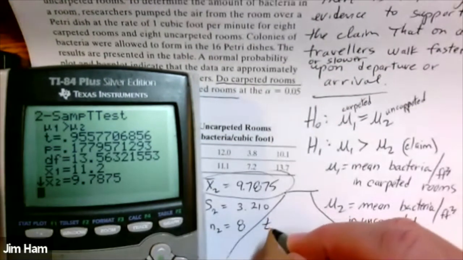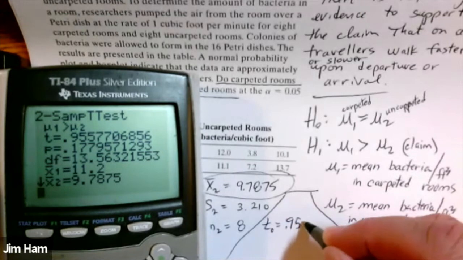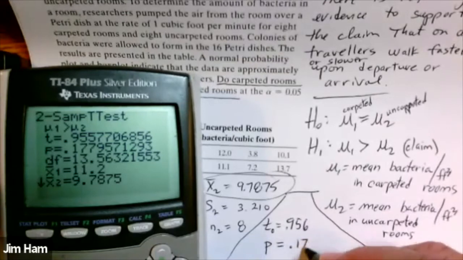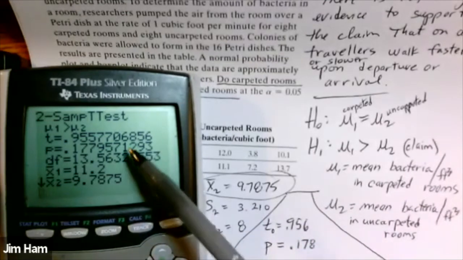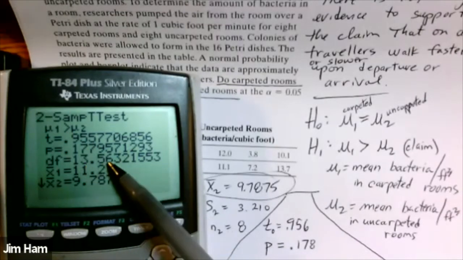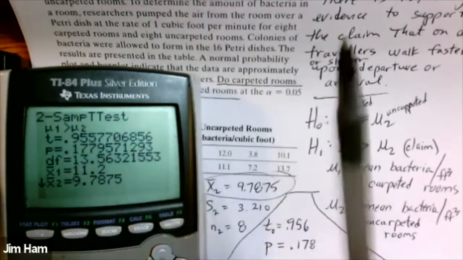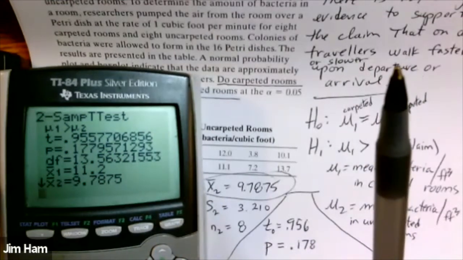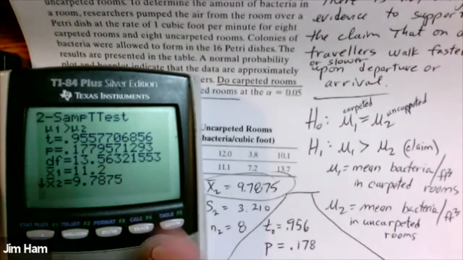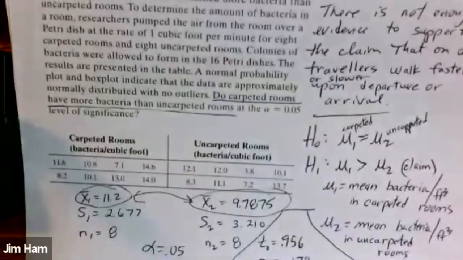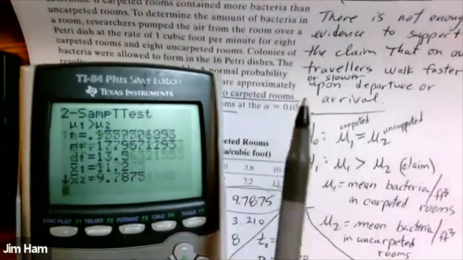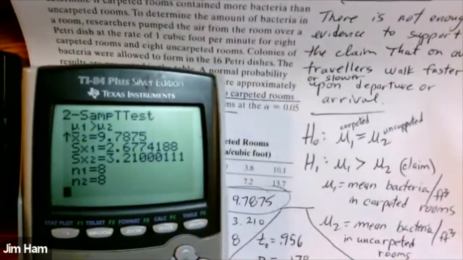So we get a test statistic equal to 0.956 and a p-value equal to 0.178. These are the first two numbers. They do report back the test that we selected. Degrees of freedom, 13.5. If you add 8 and 8, it's 16. 16 minus 2 is 14. Well, it's pretty close to 14. All right, and so I didn't really have to do all of this work beforehand because the calculator will calculate the mean and the standard deviation and the sample size of each of the two groups.